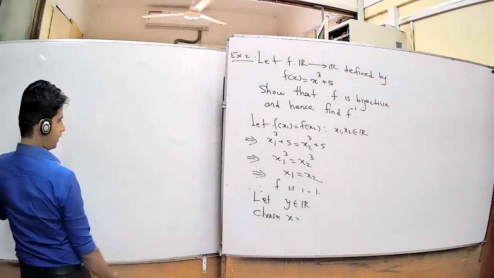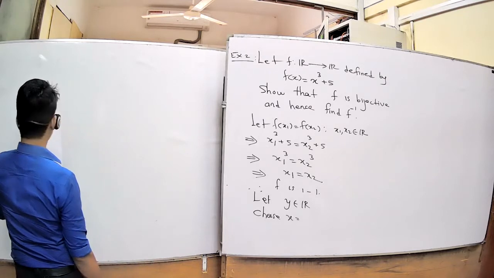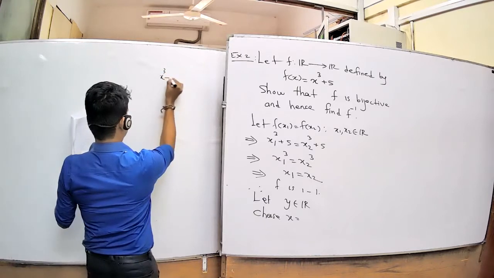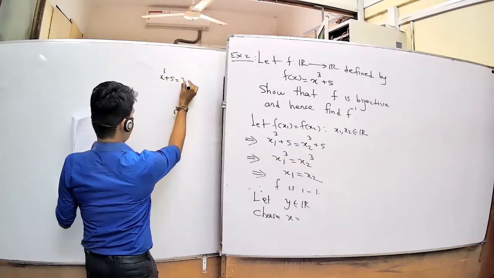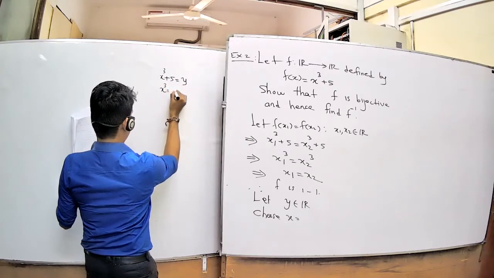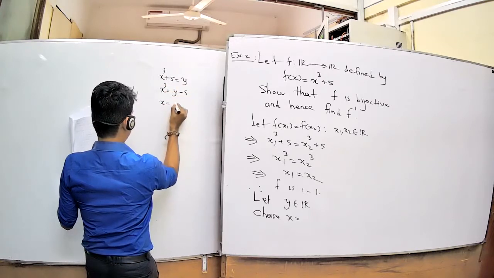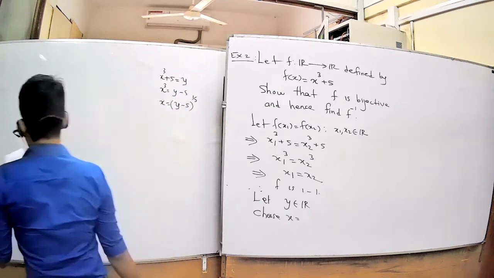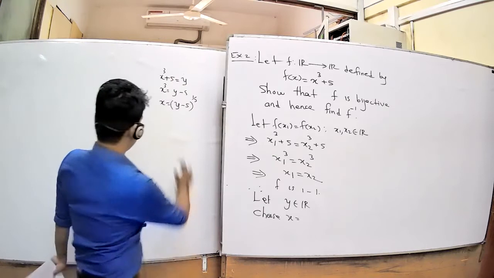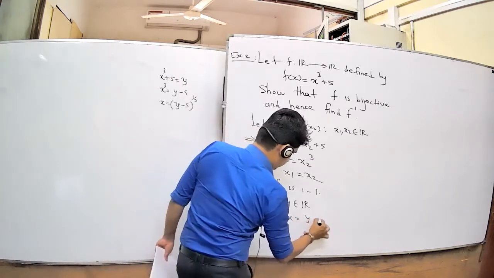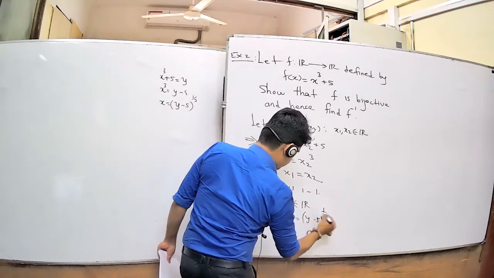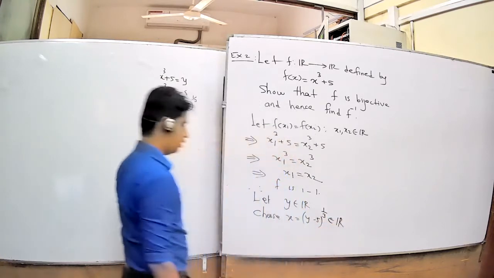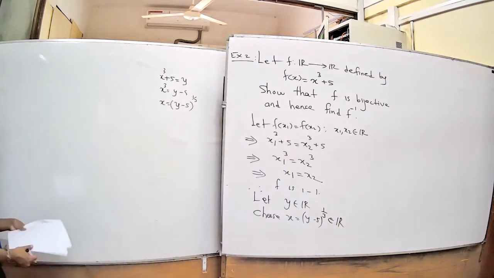Now choose x values. How can you choose x values? That means x cube plus 5 equals y. Then x cube equals y minus 5. Then you get x equals (y minus 5) to the power 1/3. Choose x equal to this value, (y minus 5) to the power 1/3. This also belongs to real numbers, because y is a real number, so (y minus 5) to the power 1/3 is also a real number.